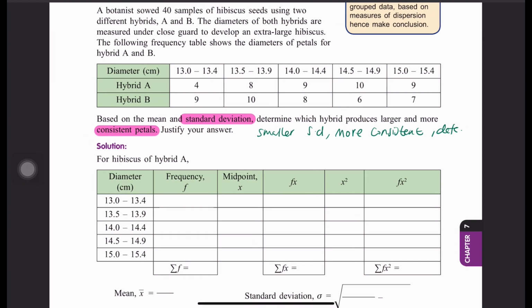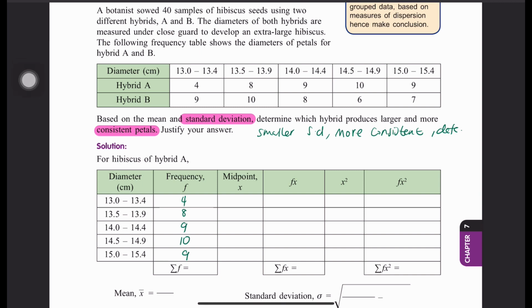Okay, so sekarang kita cuba buat. Okay, so for hybrid A dulu. Okay, so for hybrid A, kita fokus hybrid A. Okay, so frequency macam biasalah kita ada 4, 8, 9, 10, 9. Okay, next midpoint. Macam biasa midpoint.